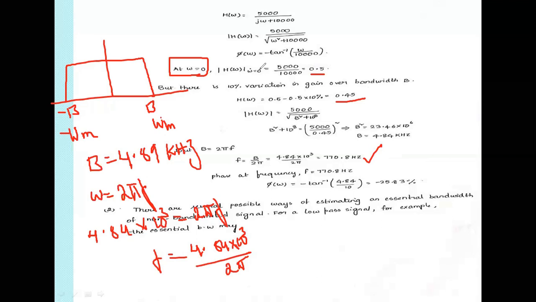Okay, my dear students. And similarly, for the phase, phi of omega is equal to tan inverse, where omega is 4.84 kilohertz. Substitute here, kilohertz means 10 to the power of 3. And already the 10,000 is there, 3 zeros get cancelled, remaining is 10 only. Okay, the phase at the frequency 770.8 hertz, phi of omega, is minus 25.83 degrees. Okay, got it, my dear students?